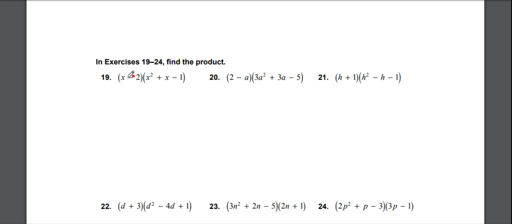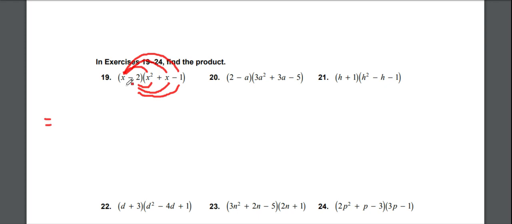But what you can do is distribute each term of the first polynomial, the x and the negative 2, to each term of the second polynomial. So what you would do here is multiply x by x squared, multiply x by x, and then multiply x by negative 1. After you do that, you would multiply the negative 2 by x squared, the negative 2 by x, and the negative 2 by negative 1 as well. Here's what it would look like.